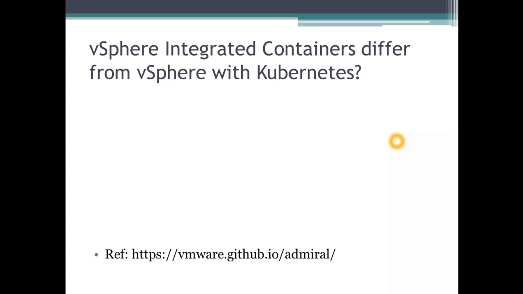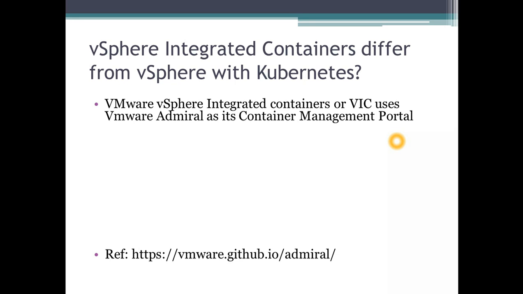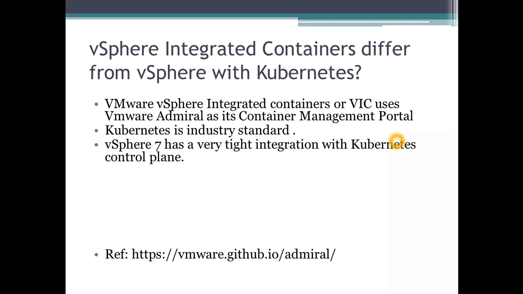So as I was saying, VMware also had their VIC, which was a container service which VMware was running. This slide will discuss what vSphere Integrated Containers is and how it differs from vSphere Kubernetes. VMware vSphere Integrated Containers, or VIC, uses VMware Admiral as its container management portal. Kubernetes is the industry standard today, so we all want to go with Kubernetes.